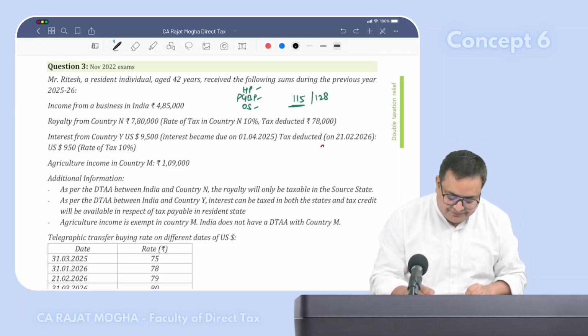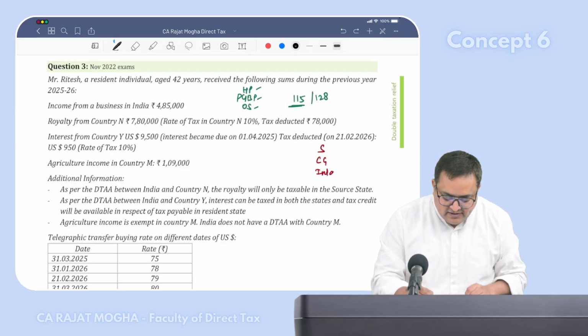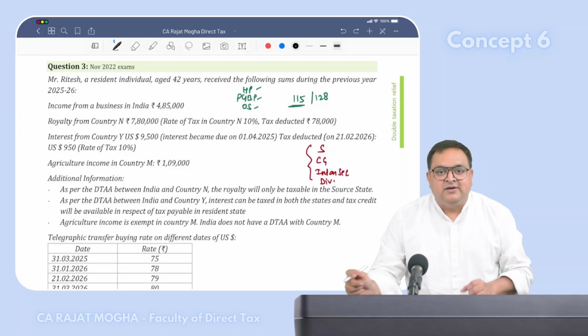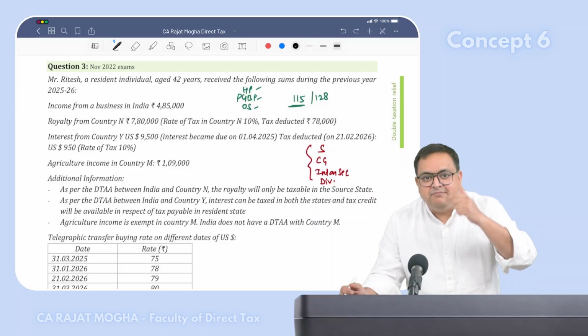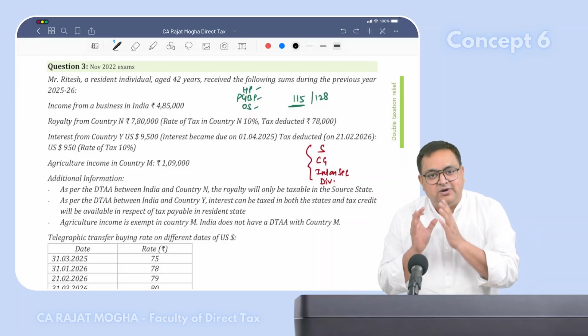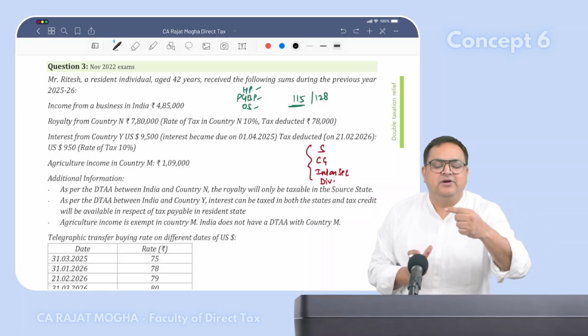However, let's say you are getting income from outside, let's say it is salary, right? If it is salary income or capital gain income, or in fact interest on securities or dividend income, in these cases you have to take the exchange rate prevailing a month before, right? Let's say, for example, you earned the income in the month of February, so you have to take a month before. It is what?